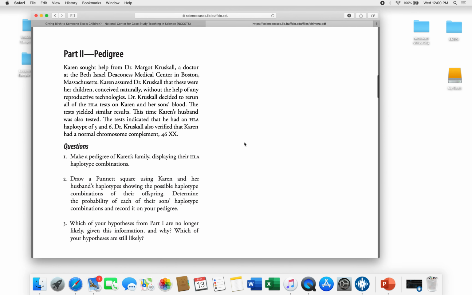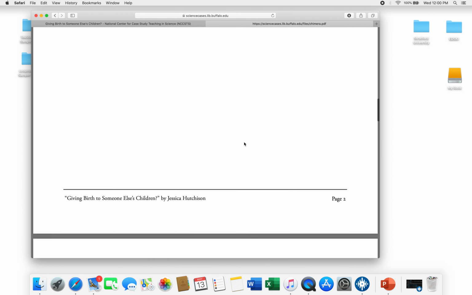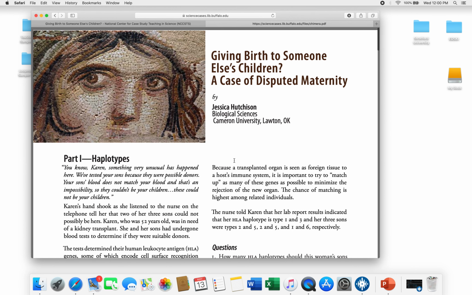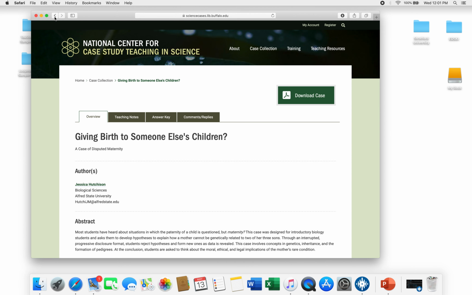Yeah, again, it's more parts 1, 2, and 3. Just answer the questions. They're very straightforward. And it's more on heredity.